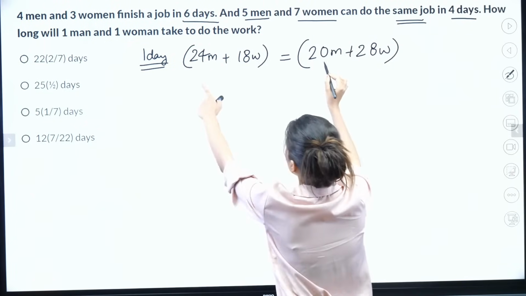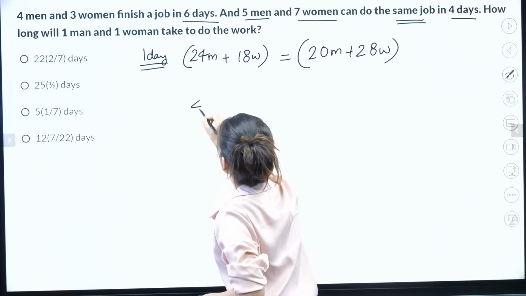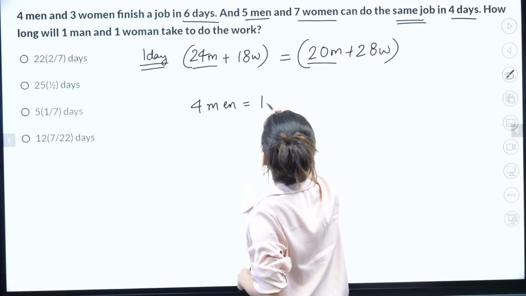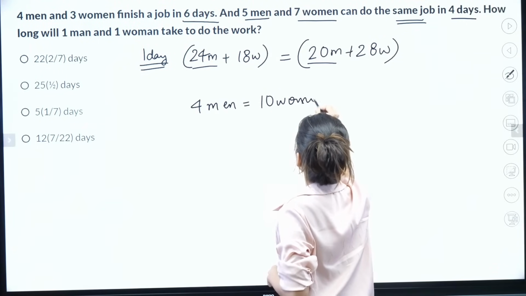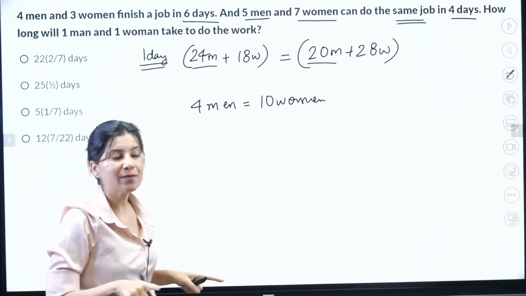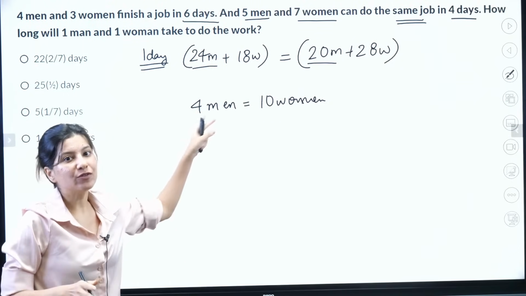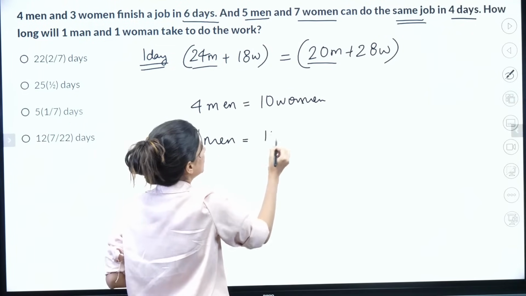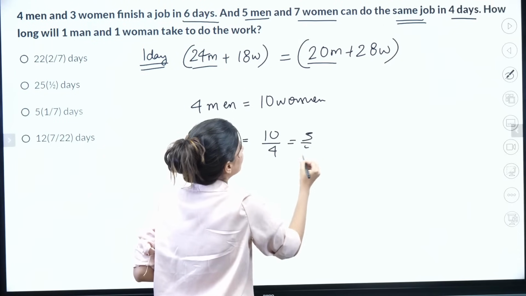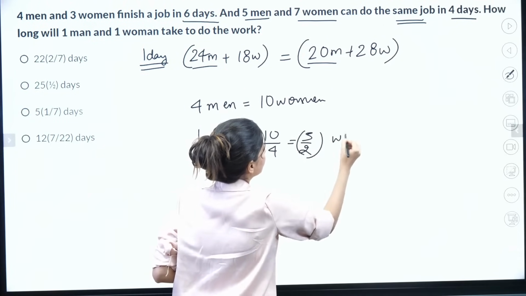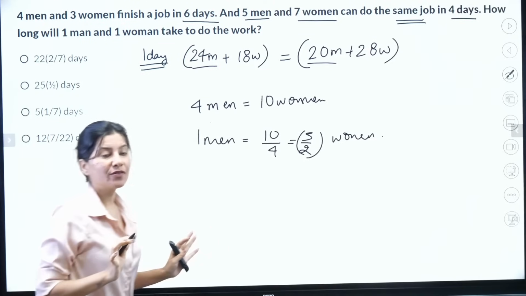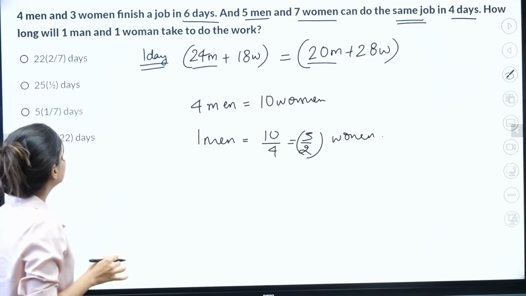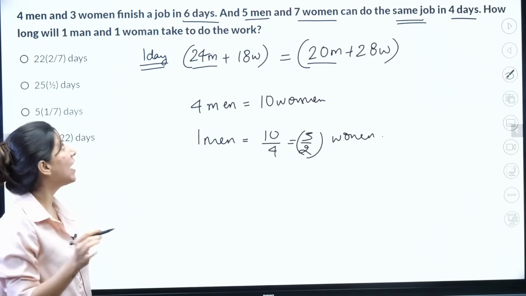So same job. Now 24 men, 20 men. If I shift this towards the left-hand side, 4 men's job is equal to 10 women's job, right? If you require 4 men for the same job, you have to get 10 women to replace all the men. So 1 man's job is equal to 10 upon 4 women, that is 5 by 2 women. Right? So this is what we have got till now. Now 1 man and 1 woman will take to do the work, right? So watch what kind of job we have to do.